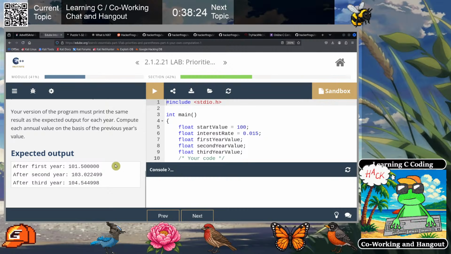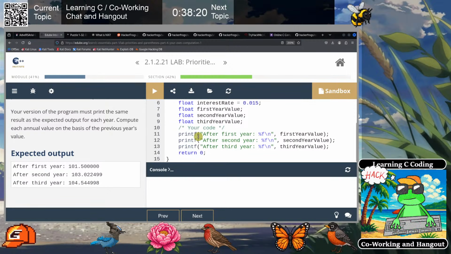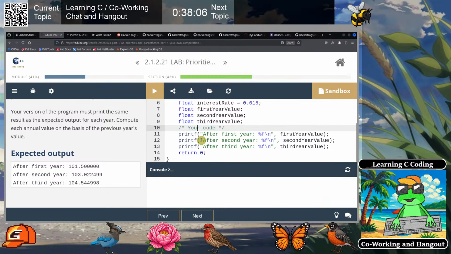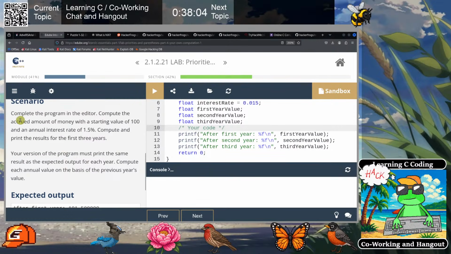So we've got a bunch of... this is a bit less clean because we're dealing with decimals. So we're talking about floats. First year value, second year value, third year value. Return 0. Okay, complete the program in the editor. Compute the accrued amount of money, starting with the value of 100 and an annual interest rate of 1.5. Compute and print the results for the first 3 years.